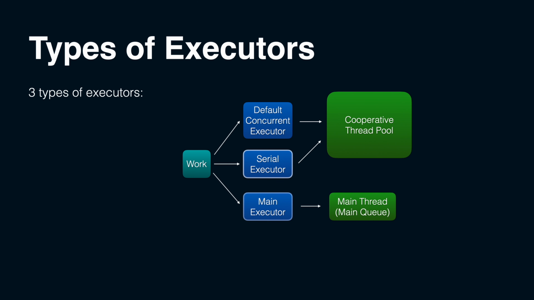Main executor is another special executor that handles main actor isolated jobs and represents the main thread. It executes jobs on the main thread. Technically, they simply go to the main dispatch queue. We can visualize how a job is mapped to its executor like this.